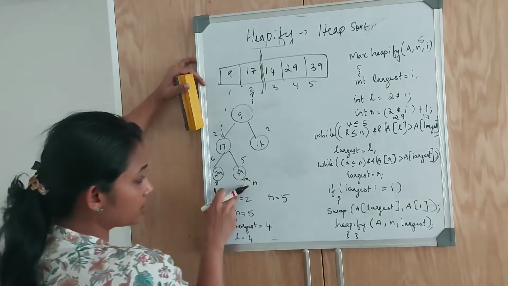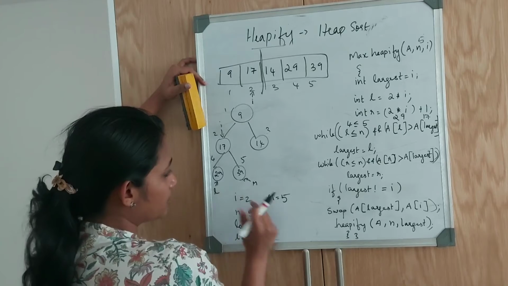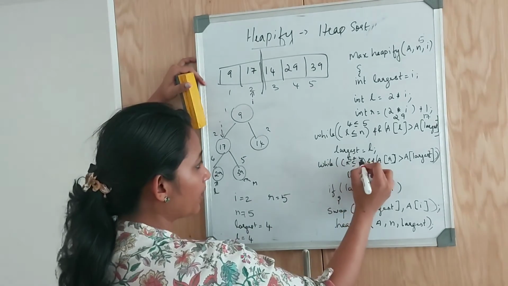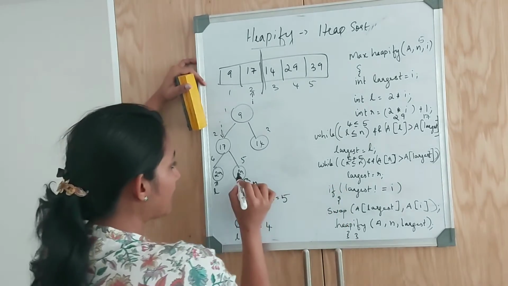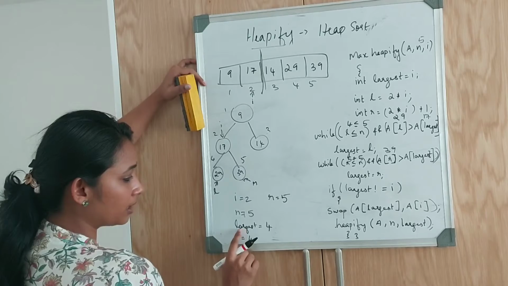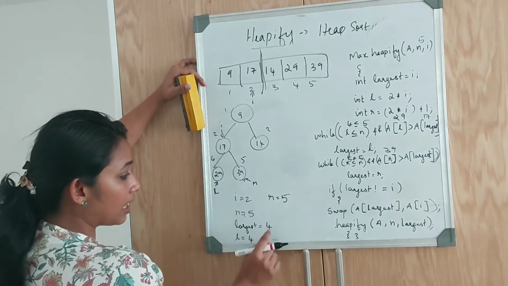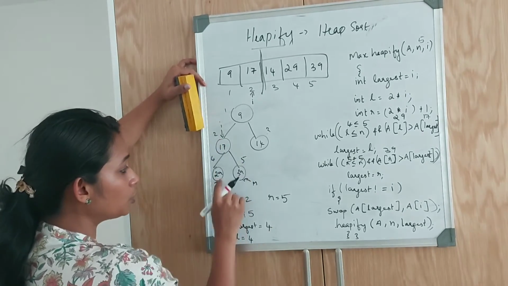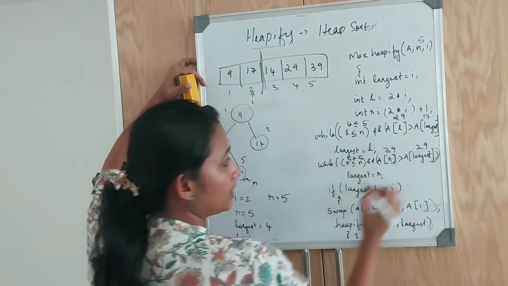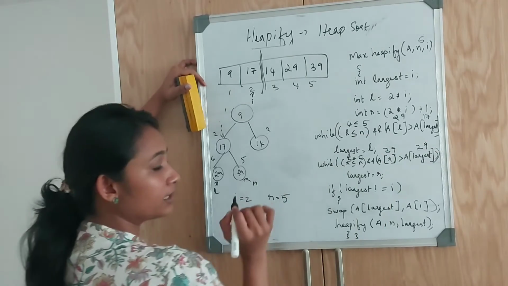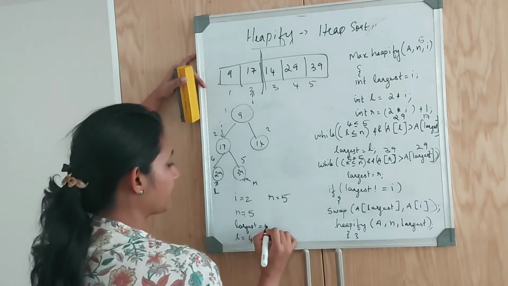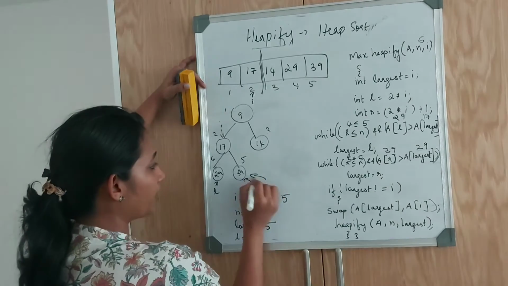Now we're going to check the right side. So R is what? 5. Is 5 less than or equal to 5? Yes, it is equal. And also A of R is what? 39. A of largest is what? Largest is 4. Now your largest has been updated from 2 to 4. So A of largest is 29. Is 39 greater than 29? Yes. So now you are going to update largest as 5. So largest is pointing at 5.